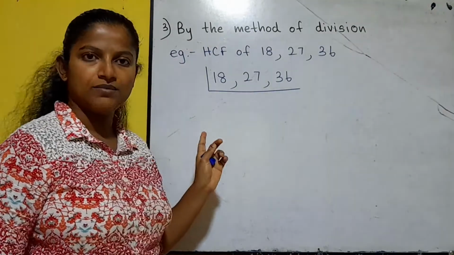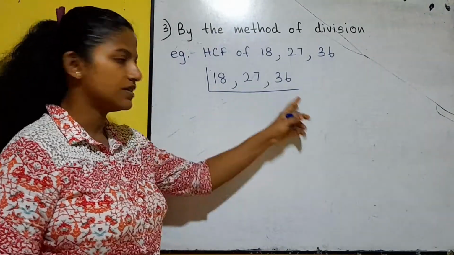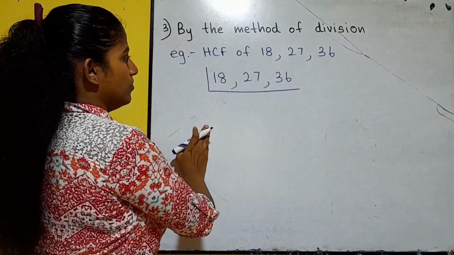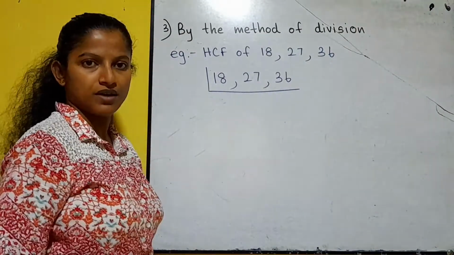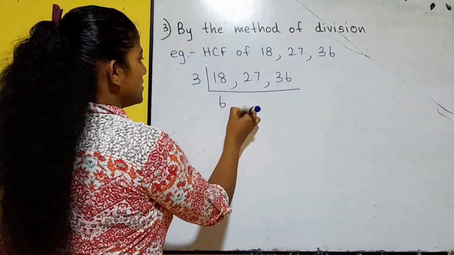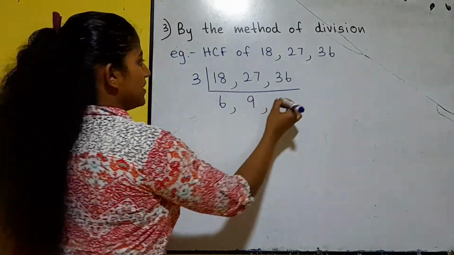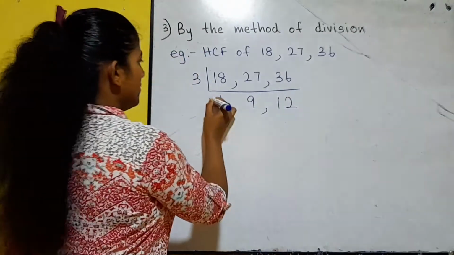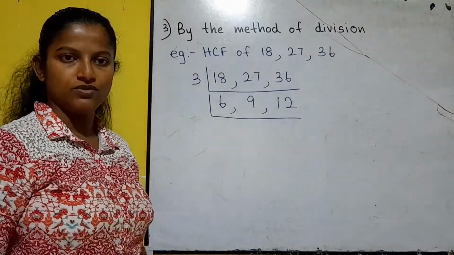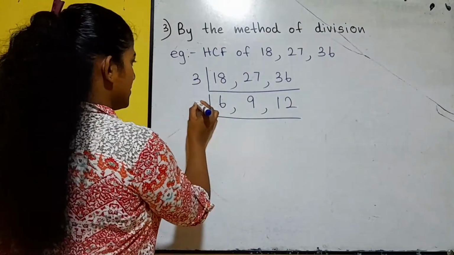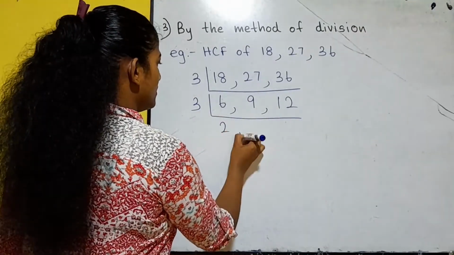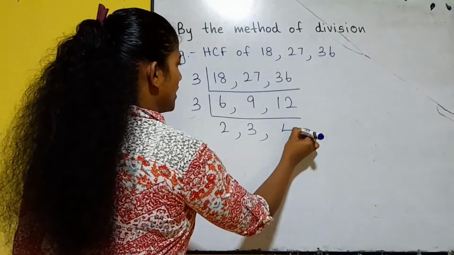We have to find the prime number which divides all the given numbers. So you can't divide these by 2 because 27 is not divisible by 2. Then 3. By 3 we can divide. 3 times 6, then 3 times 9, 3 times 12. Again, what is the number we are selecting? By 2 we can't, then 3 you can. All the numbers are divisible by the prime number 3. So 3 times 2, then 3 times 3, 3 times 4.